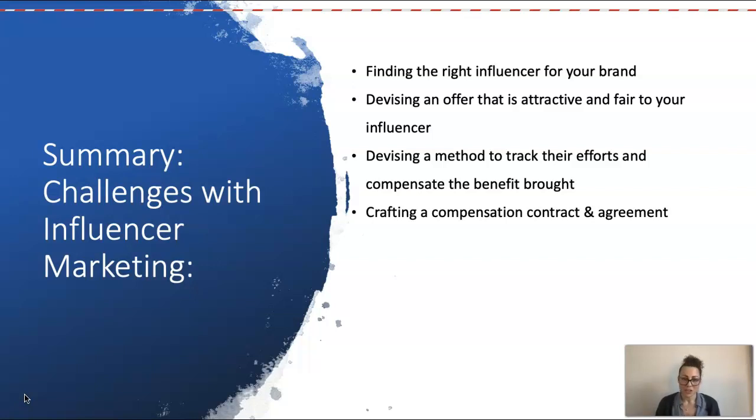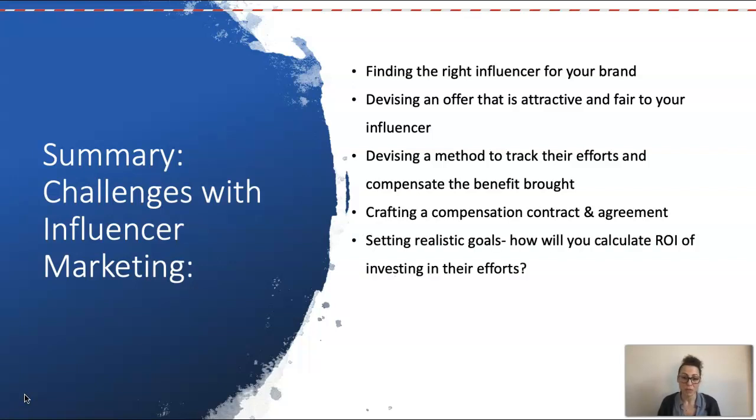It's also very challenging to craft a compensation contract and agreement. Again, this is new for many brands, so they don't know where to begin with creating a contract and a creative brief. It's also very difficult for brands to know what sort of return on investment they should expect.